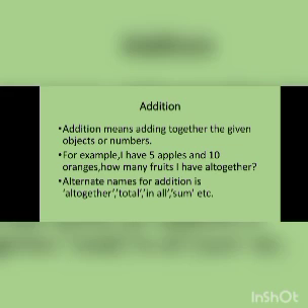Let's revise what is addition. Addition means adding together the given number of objects or the numbers. For example, if I say I have 5 apples and 10 oranges, how many fruits I have altogether? So here I will add the 5 apples and 10 oranges. Some alternate names for addition are altogether, total, in all, sum, plus or join.